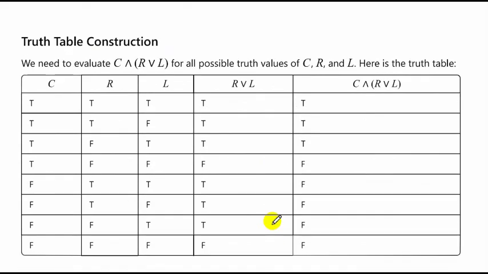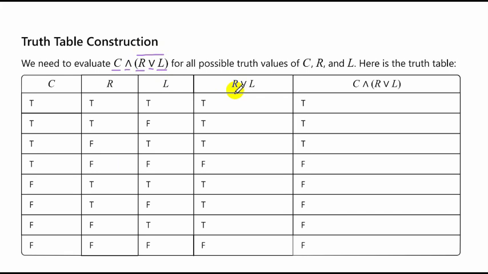Alright, now how do we construct the truth table? This truth table is also very simple. Let me break it down. We need to evaluate: he is clever and he is either rich or lucky. What did L stand for? Lucky. Alright. So first we write clever, rich and lucky. And we have this one statement here, rich or lucky. So this is an OR table.